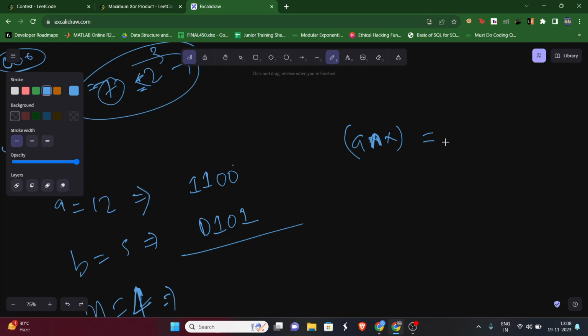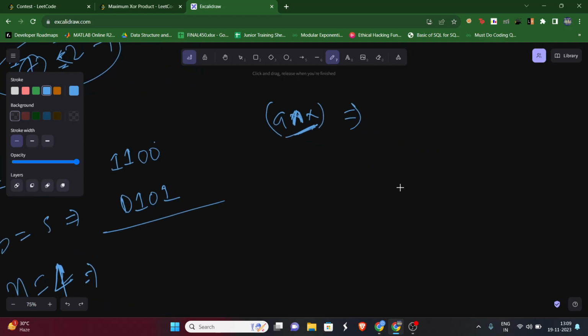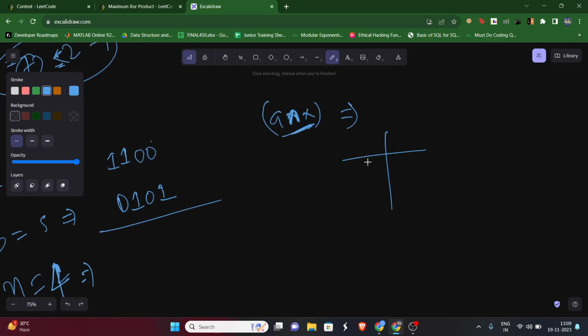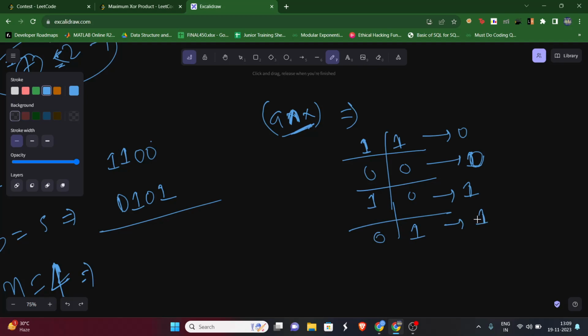Okay, and we know the property of XOR. Whenever we XOR two numbers, let's talk about the bit values. If we take bitwise XOR, then if it is 1 and 1, we get 0. If it is 0 and 0, then we also get 0, my bad. And if it's 1 and 0, then in that scenario we get 1, or if it's 0 and 1, then also we get 1.